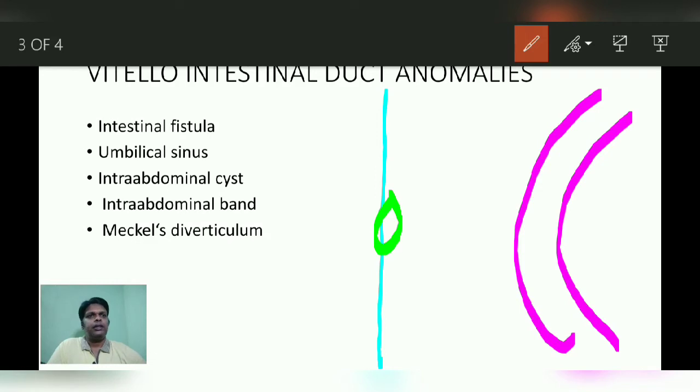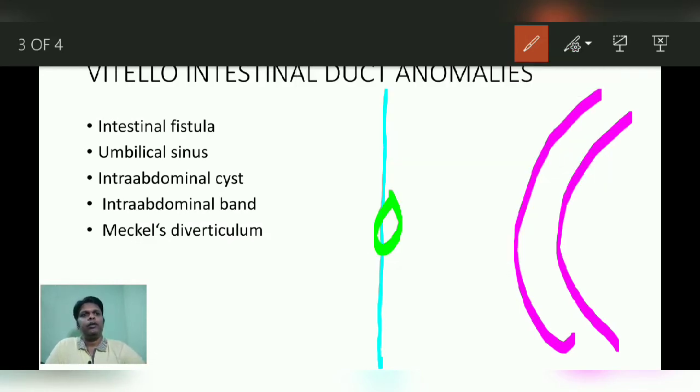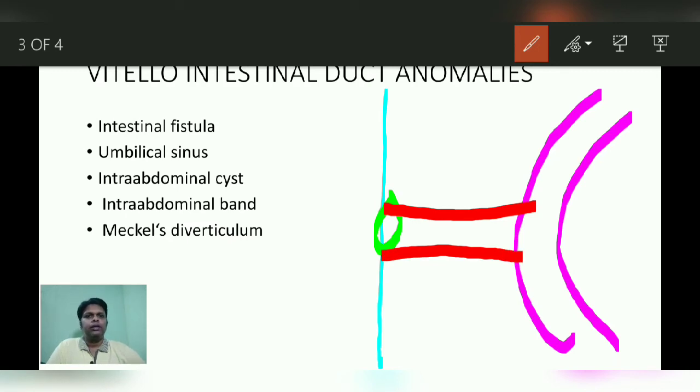So, vitellointestinal duct is a duct that communicates from the midgut, antemesenteric border of the midgut, to the yolk sac. Okay, so this red color is the vitellointestinal duct or omphalomesenteric duct. So normally over a period this duct will be narrowed and it will be obliterated completely, but in some cases it will form some anomalies.